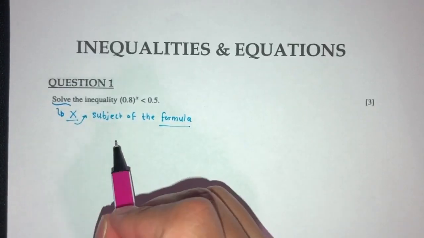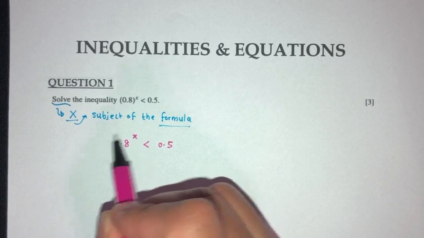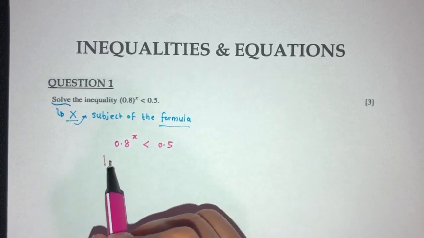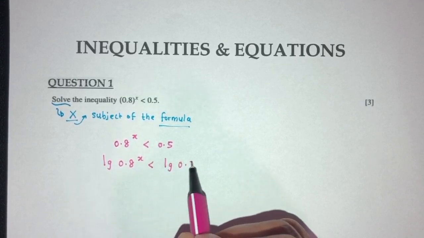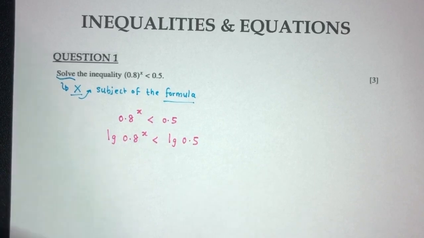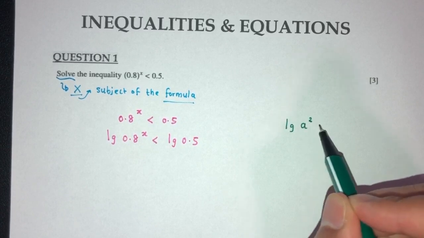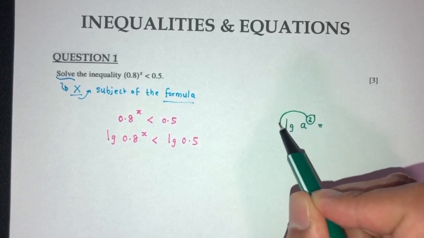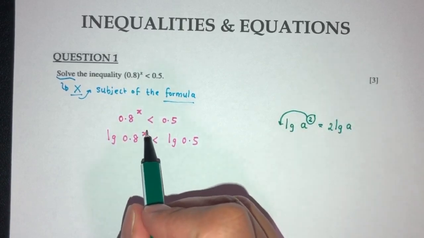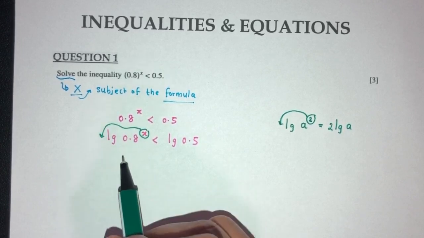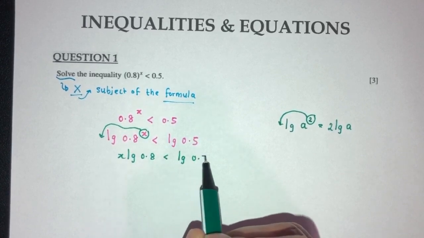Now here we have 0.8, as you can see. X is the power here. Now to bring x down, we have to apply log on both sides. Now you can apply ln as well. That is no problem. Does not make a difference. Now by the laws of log, we should know that, let's say we have log of a power 2, we can bring this down as well. It is the same as saying 2 log of a. Similarly, here we have x, we can bring this in front. That will be x log of 0.8, log of 0.5.